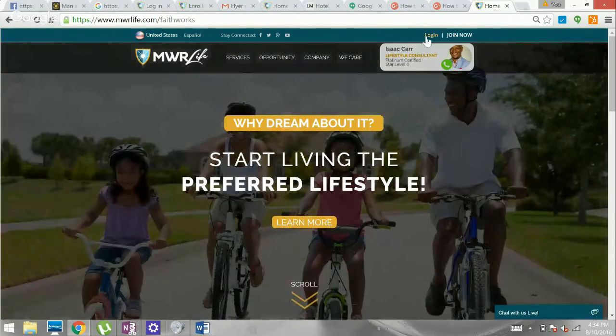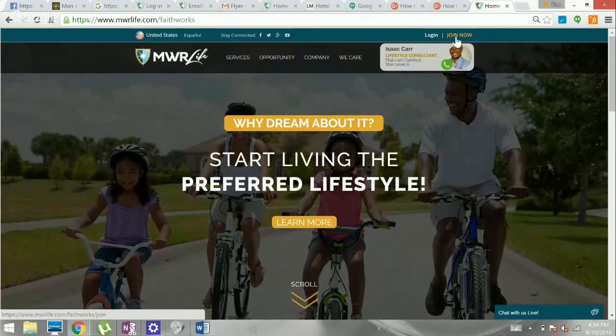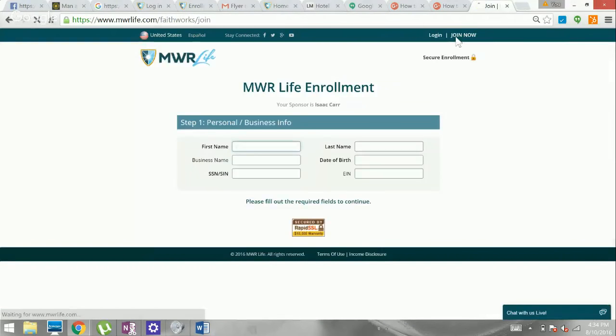Now you're not going to go to log in here. You're going to click on Join Now, and when you click on Join Now, again, you want to make sure that your name is here. You want to make sure that it says your sponsor is whatever your name is. That makes sure that you're getting credit for this. And now you just have this person.